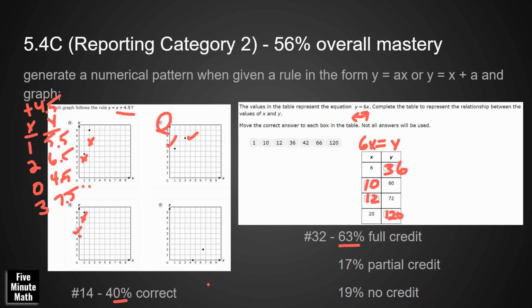We had 63% get full credit. 63% of our students got all 4 of those correct. That's fantastic. Partial credit is 3 or 2 correct. So 17%. So we did really well on the table. We struggled with the graph.